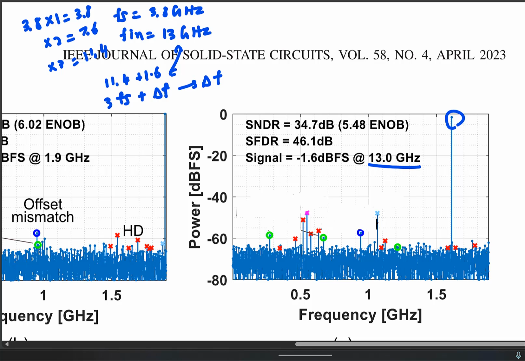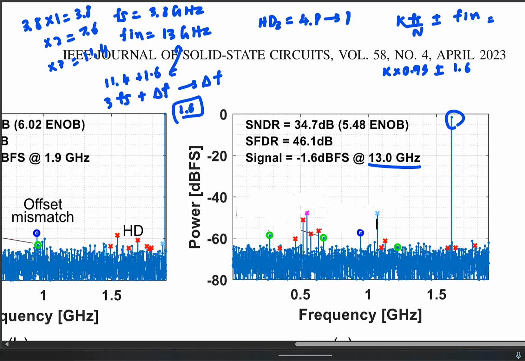Okay. And similarly, where will the third harmonic lie? Fn is 1.6. The third harmonic will be at, first of all, 1.6 times 3. 1.6 times 3 is 4.8. Yeah, it will alias to? It will alias to what? Fine. And what about mismatch errors, gain mismatch? I'll have k times Fs by n plus or minus Fn. This is basically k times 0.95 plus or minus 1.6. For k equal to 1, where will it lie?